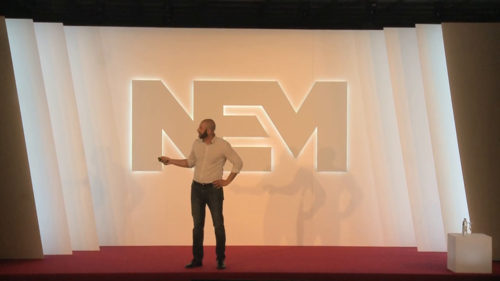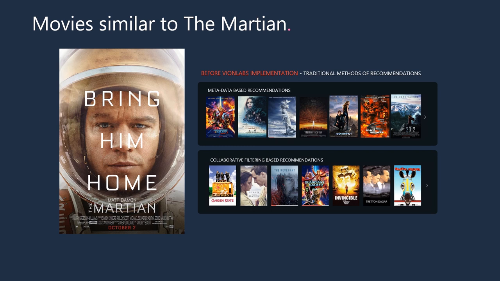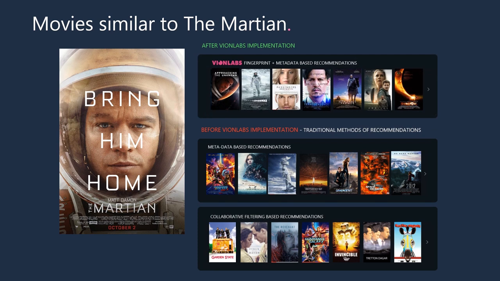And as you can see, it becomes a little bit better result, but it doesn't capture the emotions of the movie Martian. What happens when we add this type of data that I talk about? You can truly feel the essence. You can see the results here become way more emotionally close to the movie Martian.